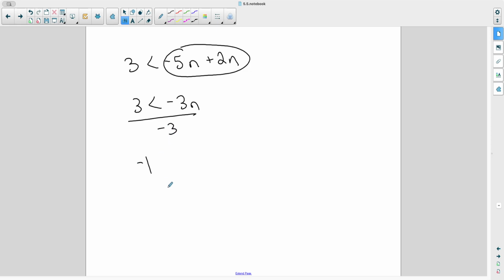And what happens to my inequality? I flip the sign. So it goes this way. That is the main thing that's different with inequalities. When I divide or multiply by a negative, my sign flips. Not adding or subtracting. Multiplying or dividing. Only when it's by a negative. You only flip when it's divided by a negative. Correct.